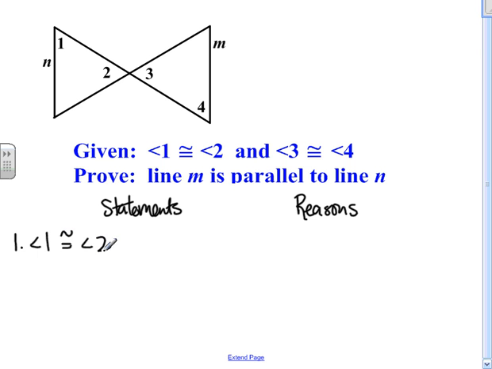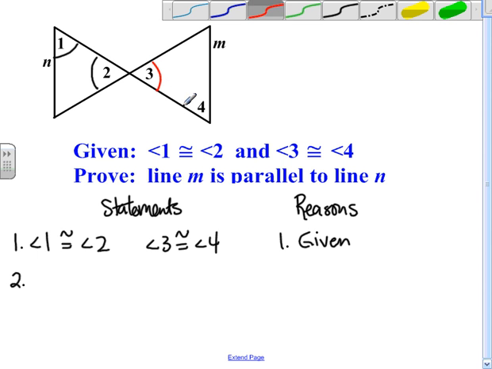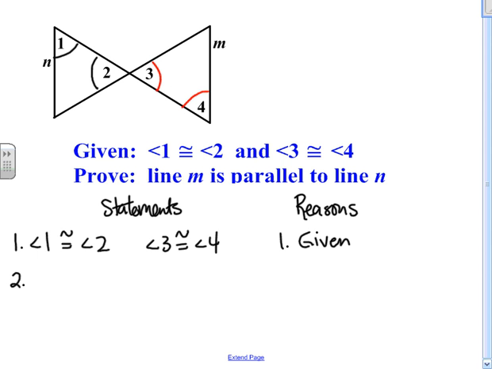So angle 1 is congruent to angle 2, and angle 3 is congruent to angle 4, and my reason is given. And now I'm going to look at the picture and see if I can get some more information from the picture. As I look at this, I see angle 1 is congruent to angle 2, and angle 3 is congruent to angle 4, so what I notice on the picture is that angle 2 is congruent to angle 3 because they are vertical angles, and vertical angles are congruent. So that's my reason. It's a theorem. It's the vertical angle theorem.